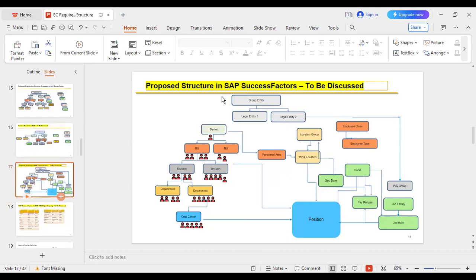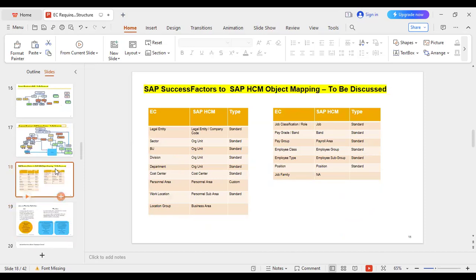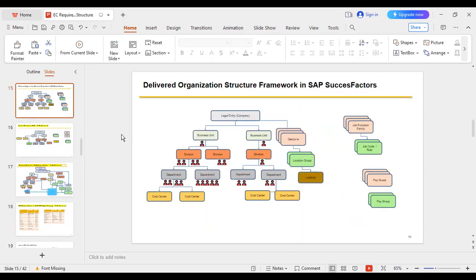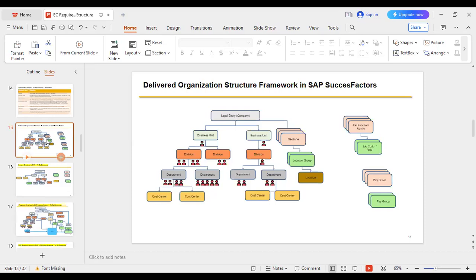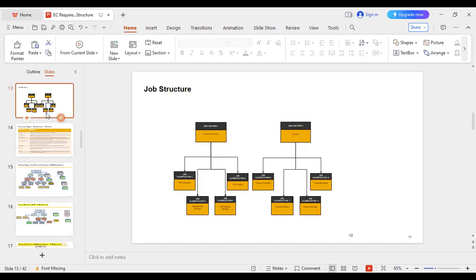Okay, this slide I have already explained to you. This is the mapping from SAP HCM to SuccessFactors, how we are making the things. I need to explain one more thing that was, like, not pay structure.